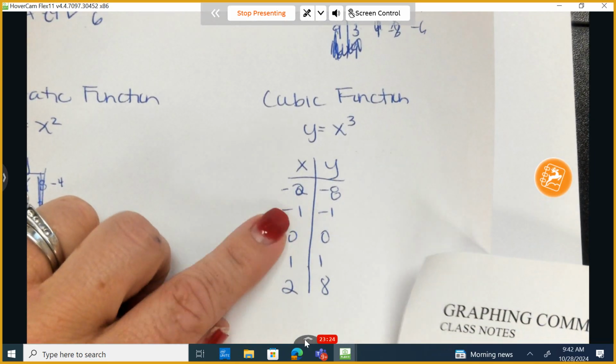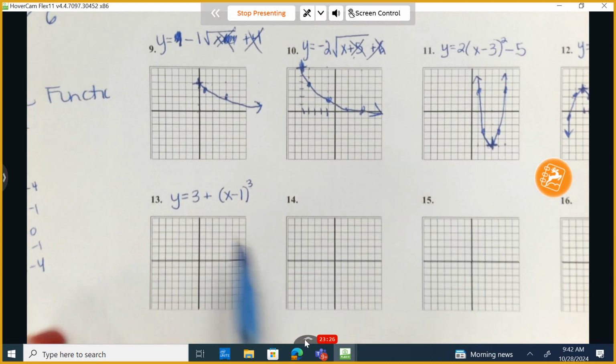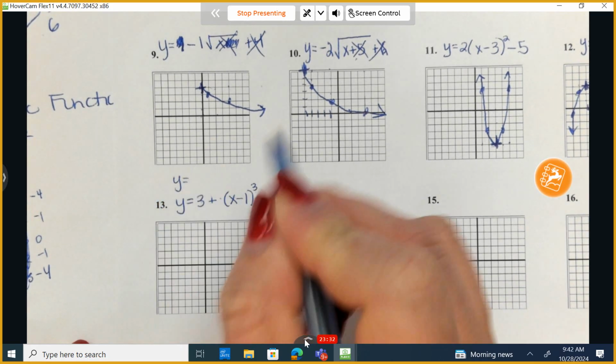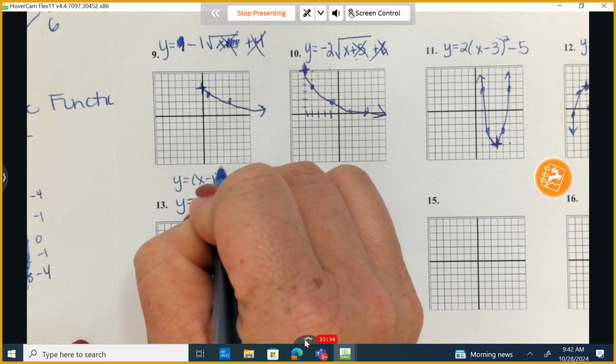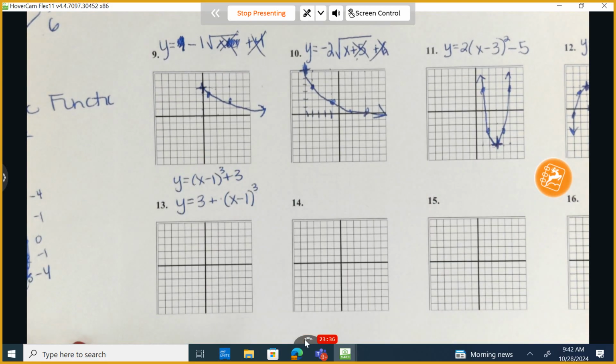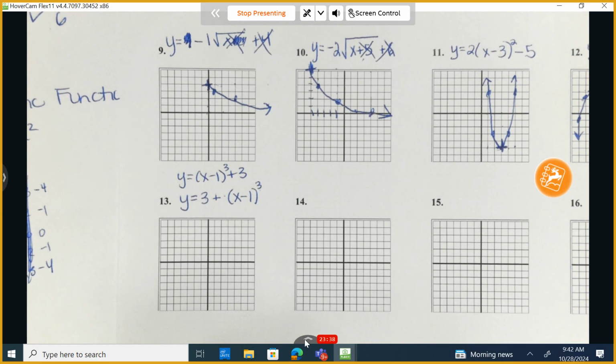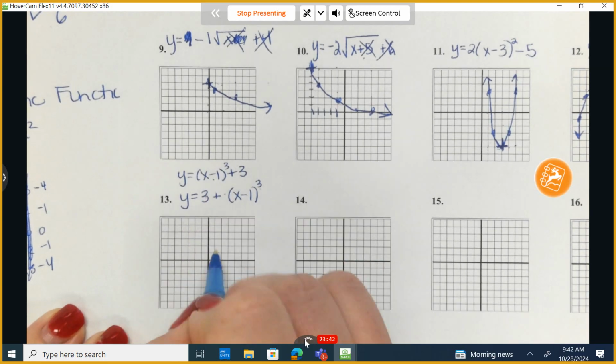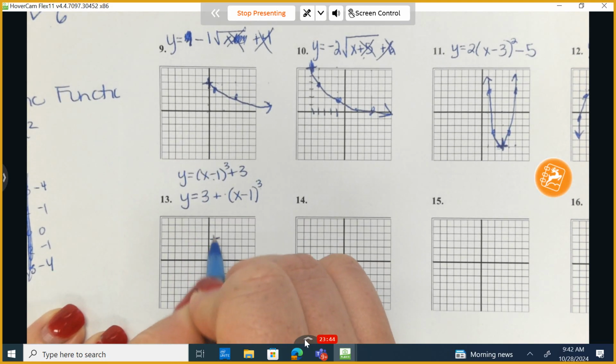This is the directions I'm going to use. Now here's where students are probably going to get confused. Is that 3 stuck to the front of it? It is not. So many of you are going to want to rewrite this as x minus 1 cubed plus 3. They're the same thing. The 3 is not stuck in front. So I'm going to start by going to the right to 1 and going up 3. This is my new bullseye.